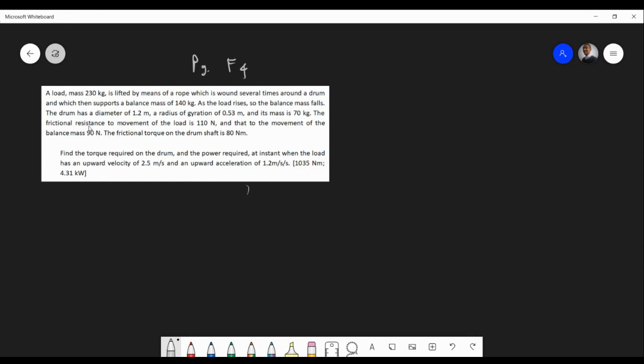The frictional resistance to the movement of the load is 110 newtons, and that to the balance mass is 90 newtons. This friction resistance, obviously, sometimes we neglect it, acts on the 230 kilogram mass and on the balance mass of 140. The frictional torque on the drum shaft is 80 newton meters.